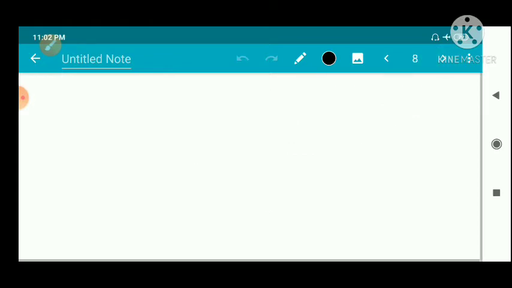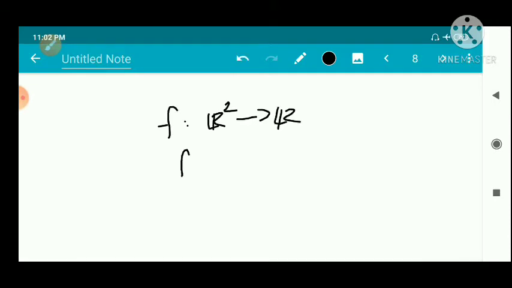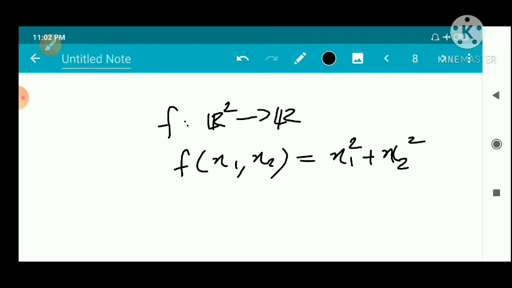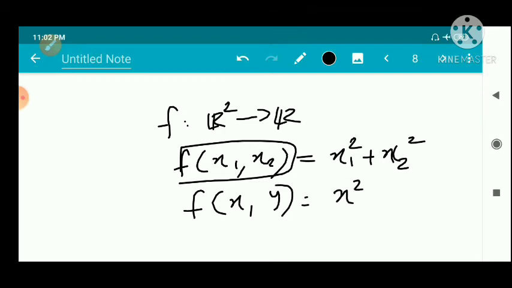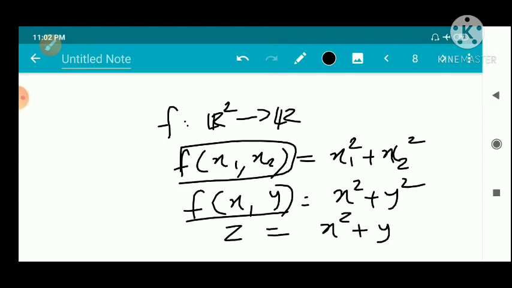So if we consider a function on R2, f from R2 to R, such that f of x1, x2 or f of xy equal to x1 square plus x2 square. I write it like this, f of xy equal to x square plus y square. That is more familiar. So we put z equal to f of xy. Then we get z equal to x square plus y square.